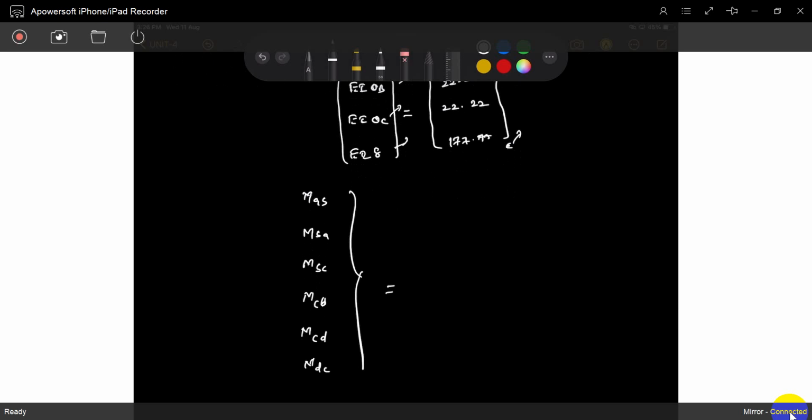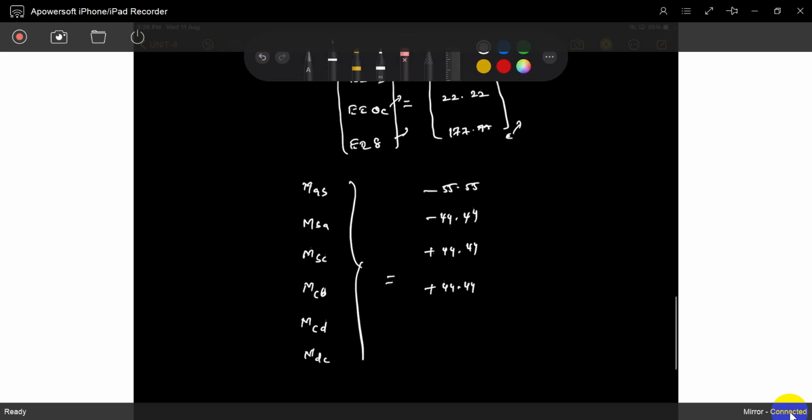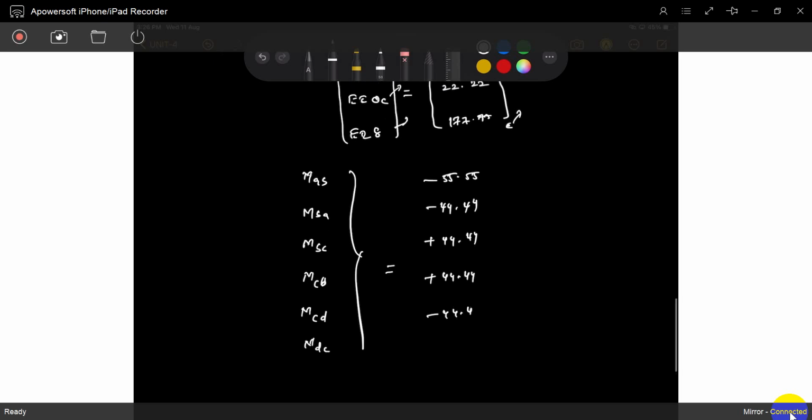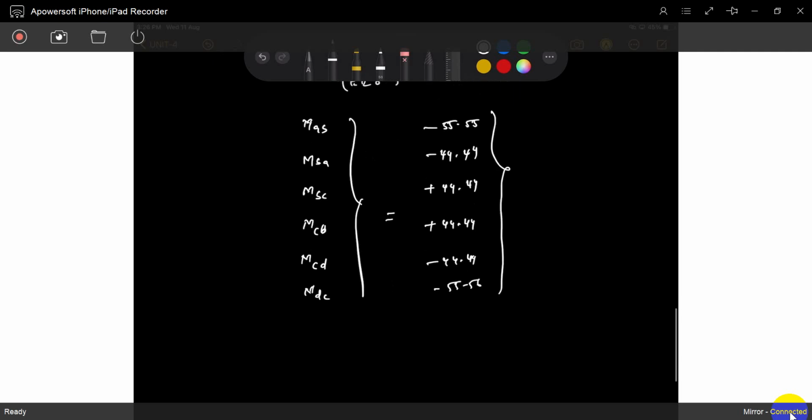What will we get? We will get minus 55.55, minus 44.44, plus 44.44, plus 44.44, minus 44.44, minus 55.56. These are the values that will come. So it's symmetric, na? Exactly, you will get the symmetry. Okay, you will get the symmetry.